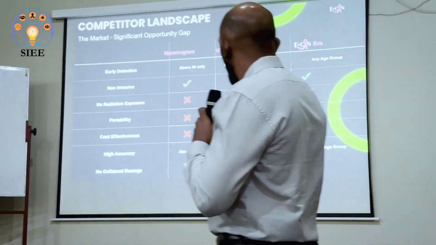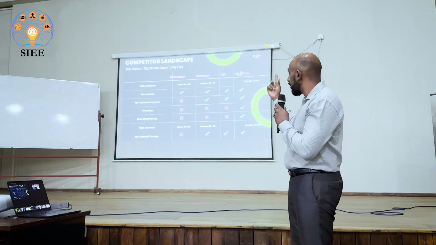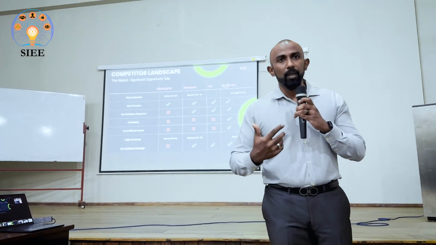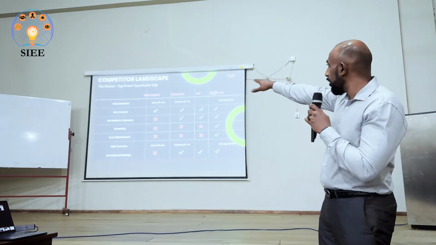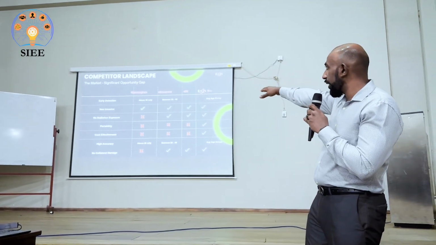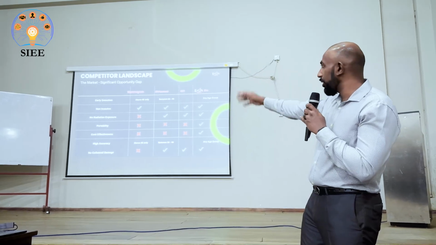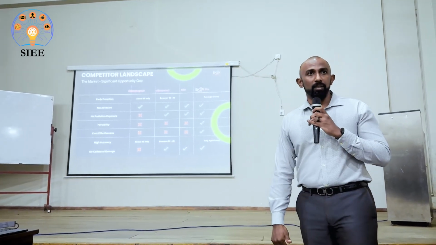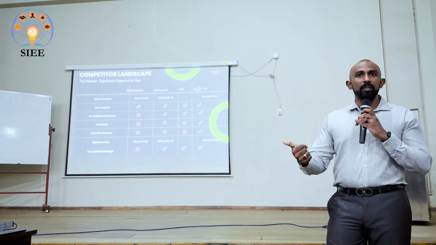So this is a quick example of a competitor landscape. This is how you normally do a competitor landscape. You have different other methods and your solution: early detection, non-invasive. Those are your value propositions or unique selling points.